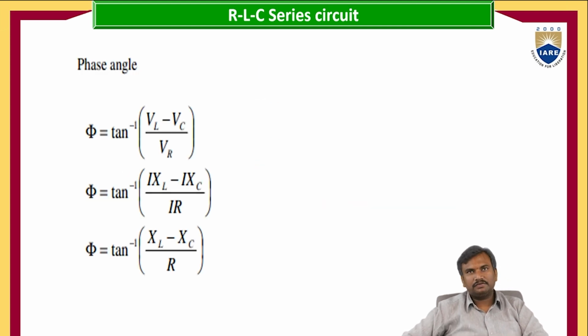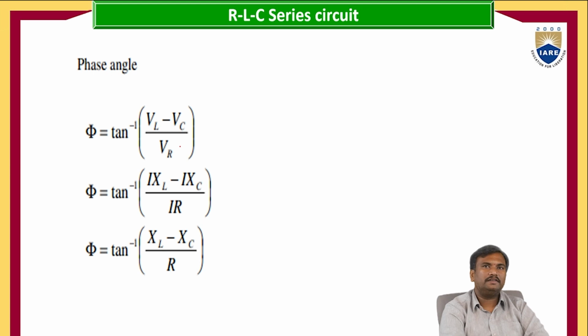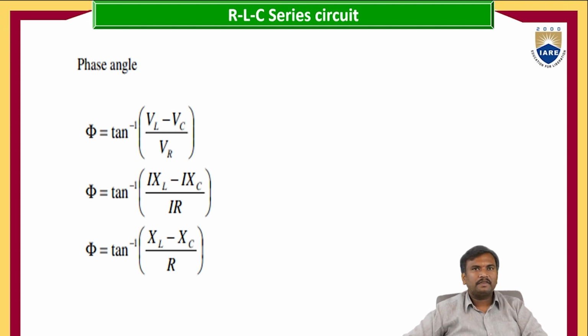And phi is equal to tan inverse of VL minus VC by R, where phi is equal to tan inverse of I into XL minus I into XC by IR. So I and I will get cancelled, and we get XL minus XC by R. And this phi is used to calculate the power factor.